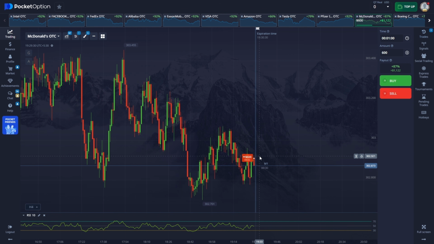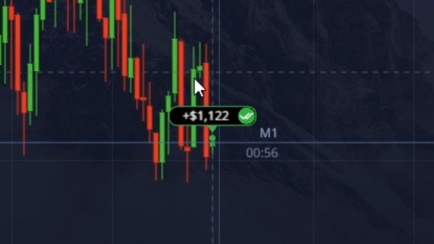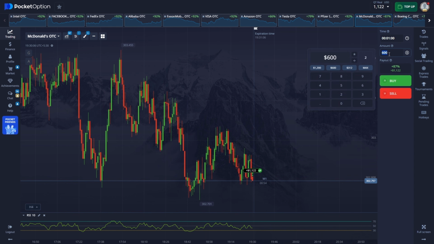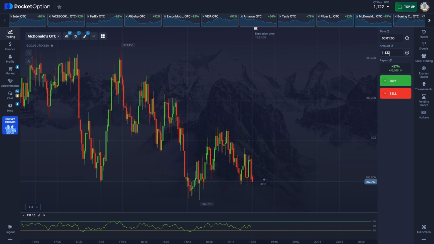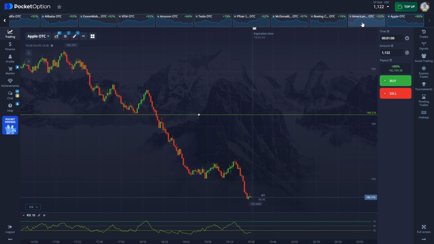The trade was going in our favor, but we still had 30 seconds left. Only a few seconds left, and I won it. I won my next trade, so now my balance has turned into $1,122. Let's find a trade on another asset for $1,122.